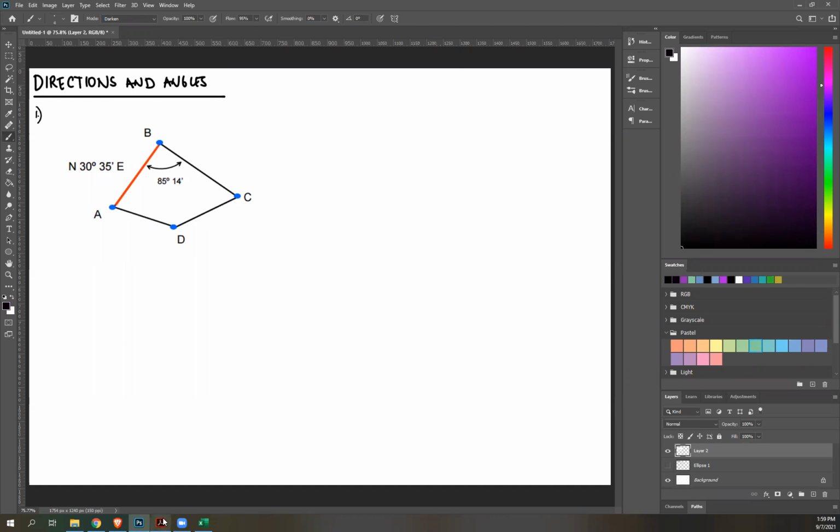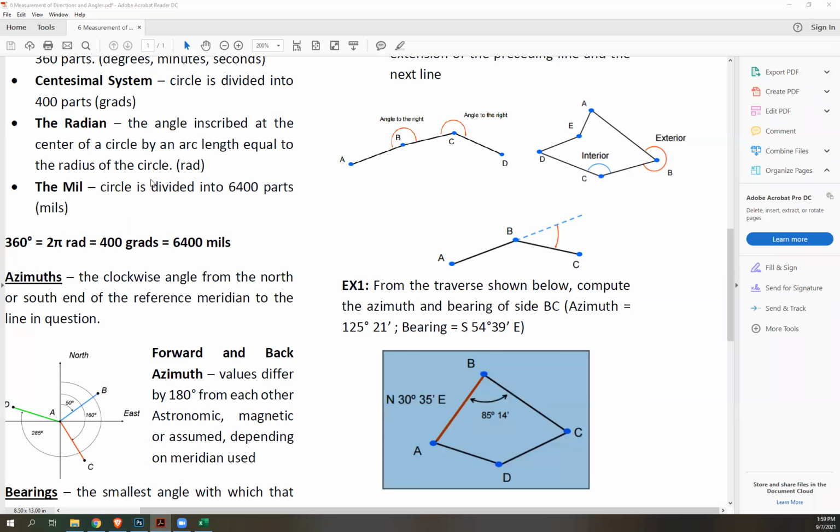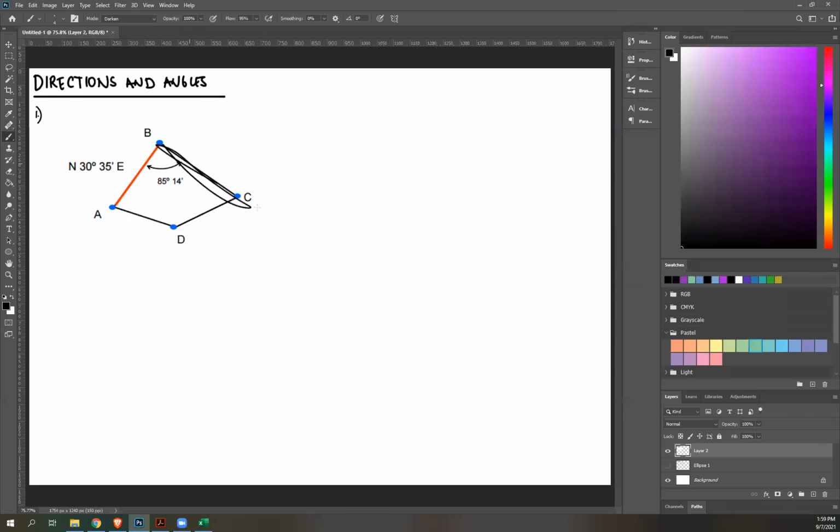Once again, we're solving for number one, getting the bearing and azimuth of BC. So let's start with azimuth. Again, this is our point. For us, azimuth is taken from the north line. In some books, or for some other professors, azimuth is taken from the south. It could be either north or south, but for us, please take note, our azimuth is taken from the north line.